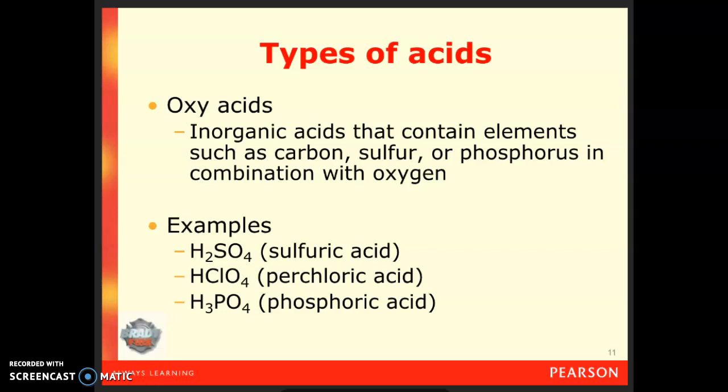So some real common examples we mentioned before: sulfuric acid, strong acid; perchloric acid, another strong acid used in the explosives industry; and then phosphoric acid, which is most commonly found in beverages, in particular colas and certain types of sodas.